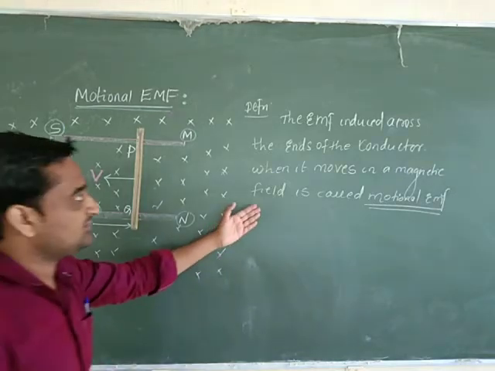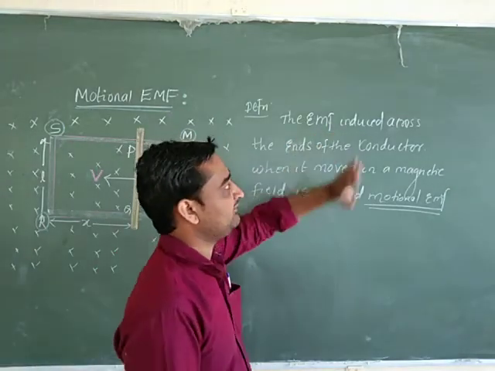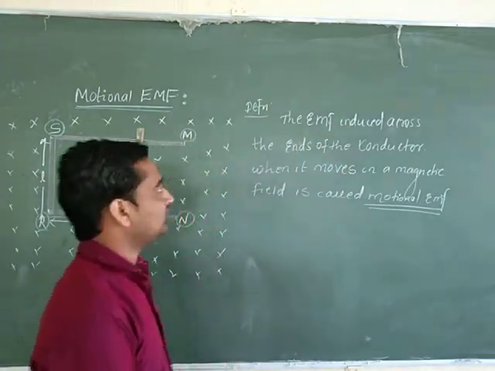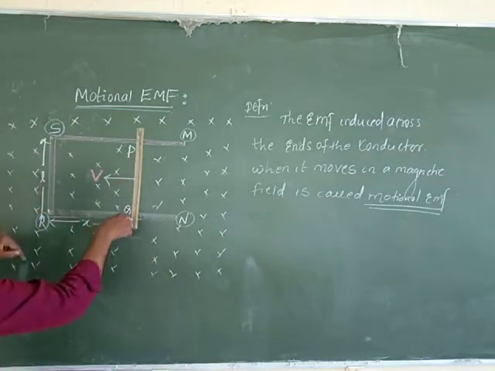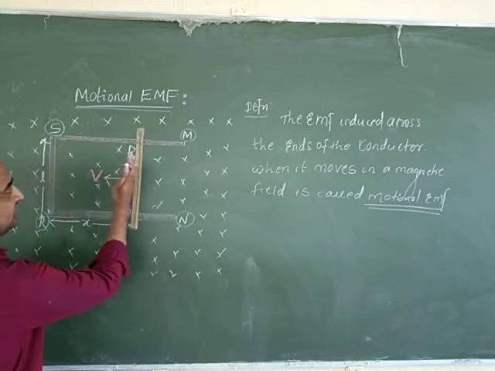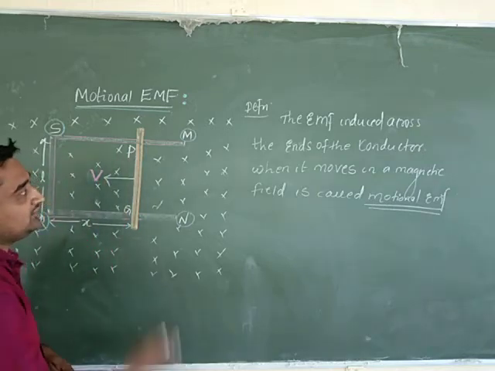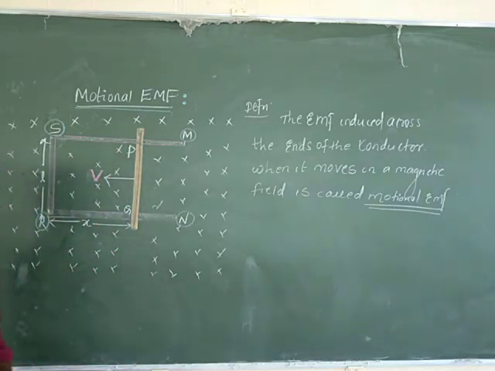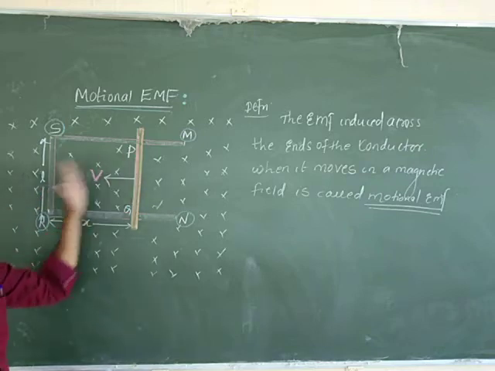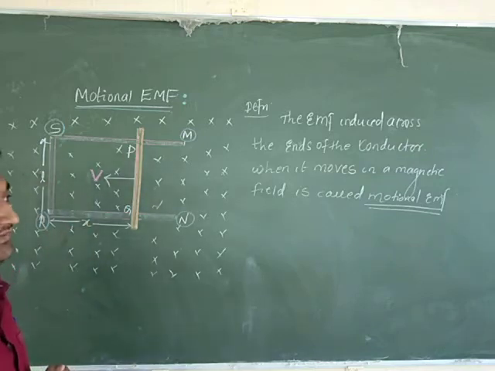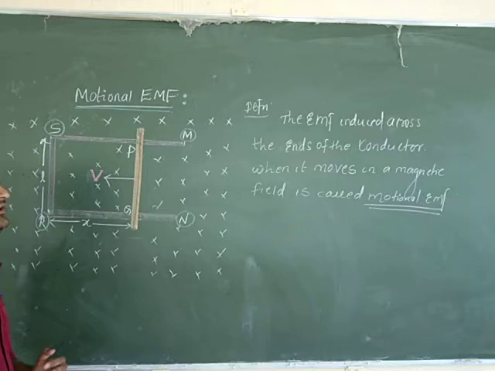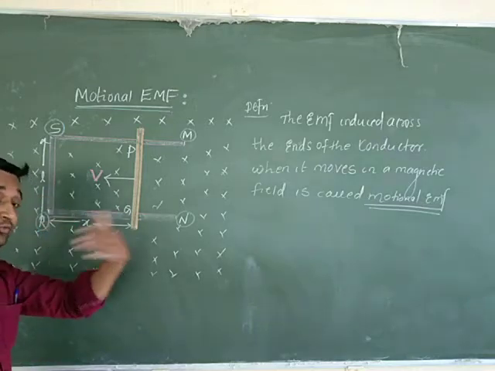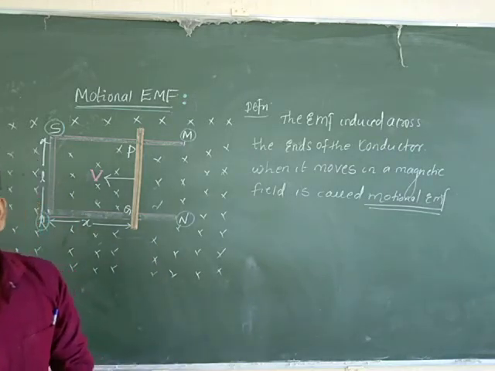So note down this definition. The EMF induced across the ends of the conductor when it moves in a magnetic field, right? So we move the conductor inside the magnetic field and induce EMF. So this is called what? The motional EMF. Because of the movement, we call it motional EMF, right?